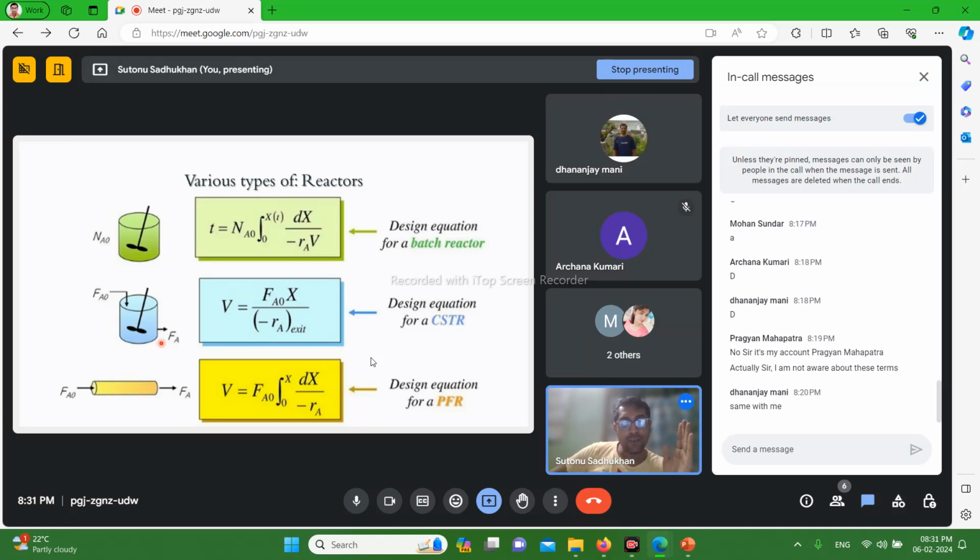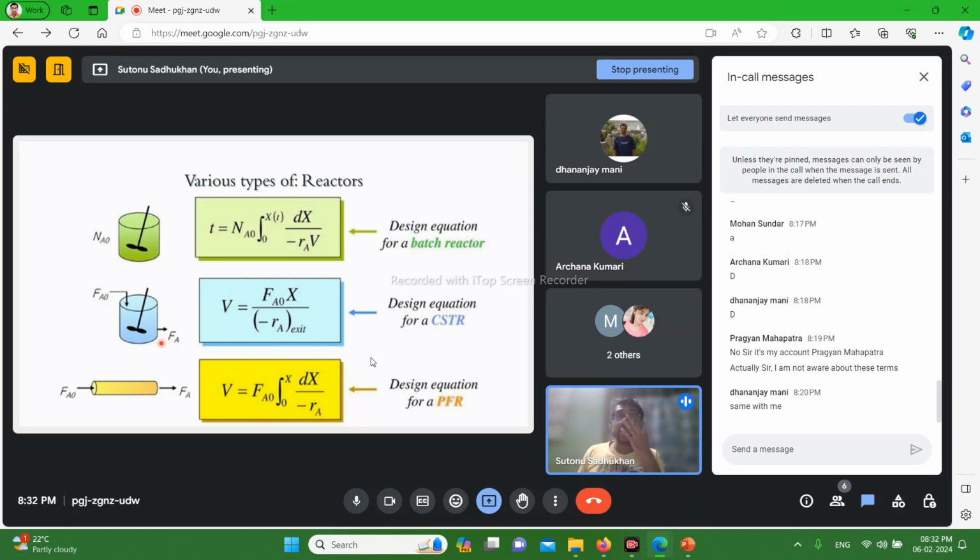The CSTR and PFR represent two end poles of the types of reactors, but in reality no reactor is ideally CSTR or ideally PFR. They are actually in between. So why are these concepts introduced? These concepts are introduced for designing purposes.